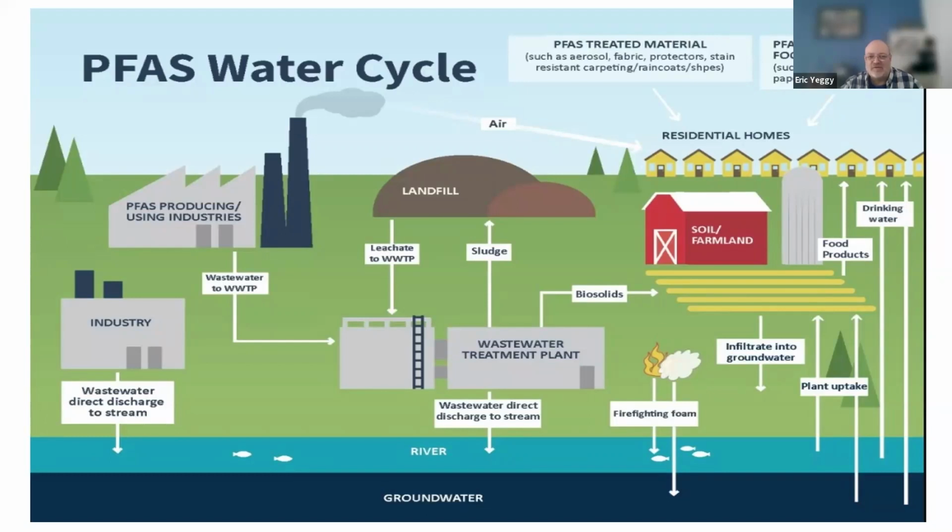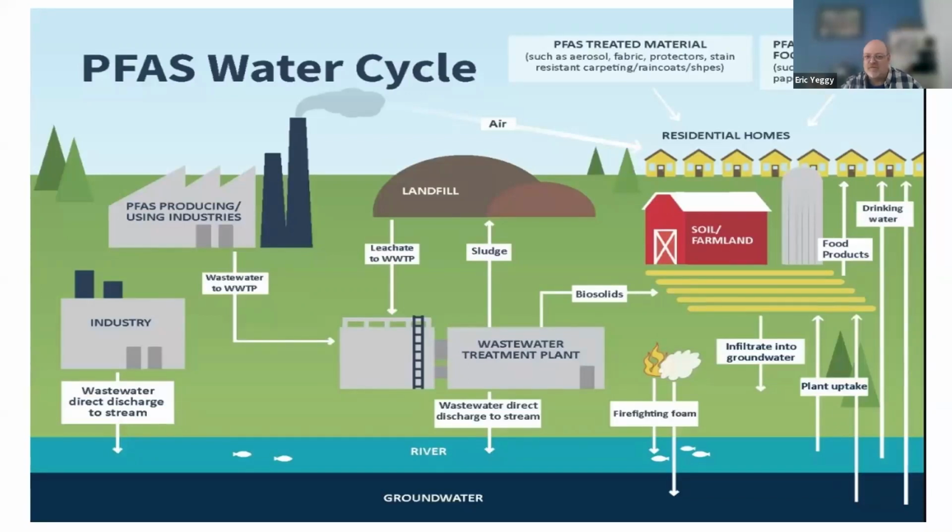But if you look at where the sources are, the source starts on the left here with the industries. You have chemical industries that are making the chemicals, and then you have other industries that are using those chemicals in the manufacture of products. And those industries may be discharging directly to a surface water source, in which case the PFAS can get into the surface water, and from there it can infiltrate the groundwater.